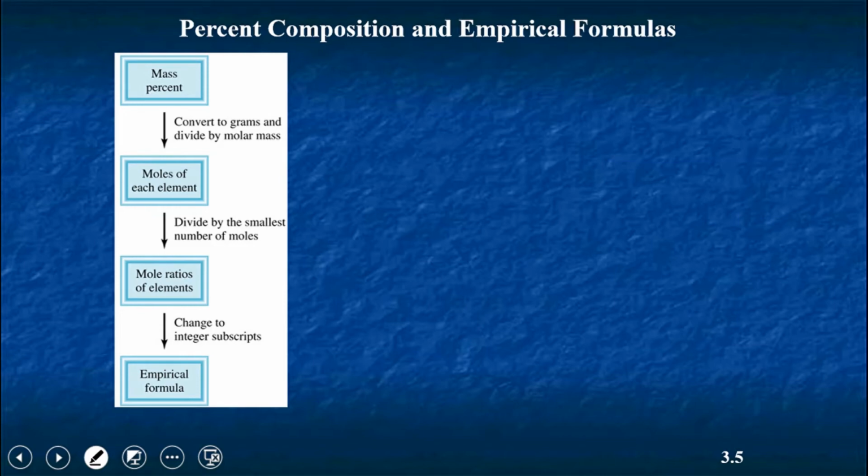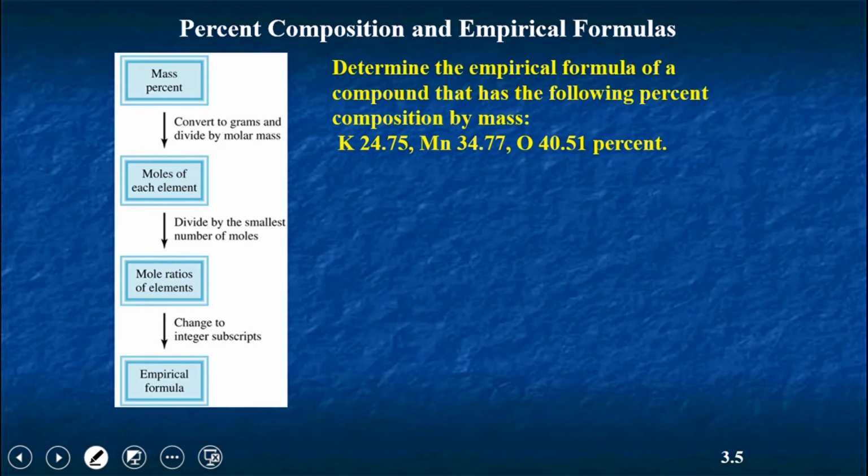Let's go ahead and do a practice problem. What would be the empirical formula of a compound that has the following percent composition? So pretend I got a compound, I found out a way of analyzing it, and I end up determining that it is 24.75% K, potassium, 34.77% Mn, which is manganese, and 40.51% O, which is oxygen.